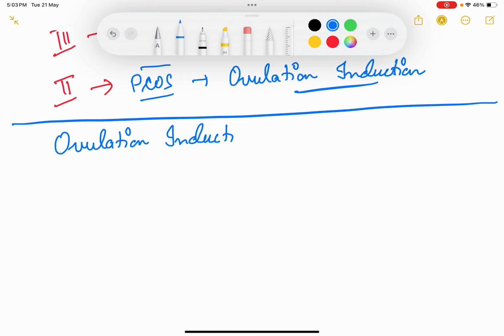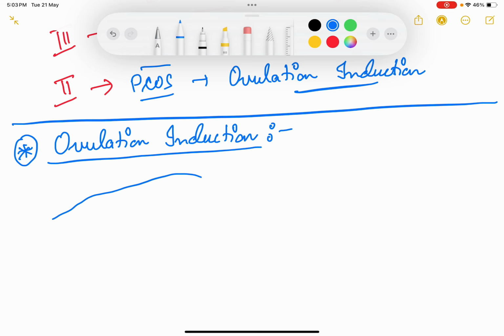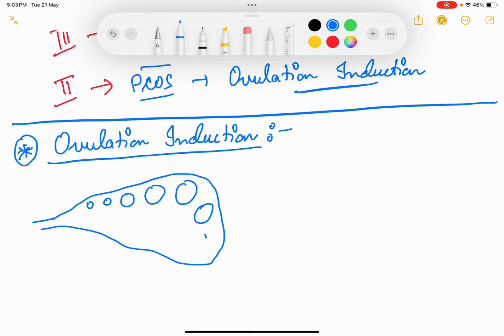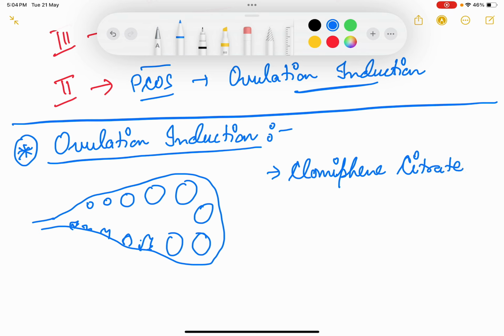Okay. So, ovulation induction is an important topic which comes as a short note in your examination. Now, in ovulation induction, basically what will happen? This is the ovary. So, in ovulation, you have to recruit the follicles, and the follicles will then form the dominant follicle. It will rupture and then the corpus luteum will be formed. So, what we do is, for that we have two types of agents. Either we give clomiphene citrate, which is a drug which is given, or number 2, you can go for letrozole.